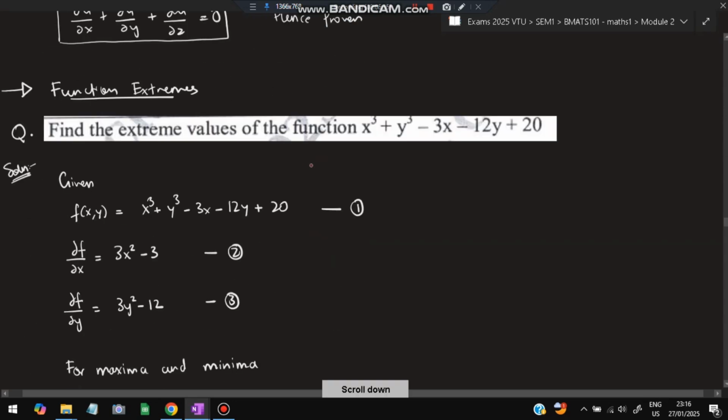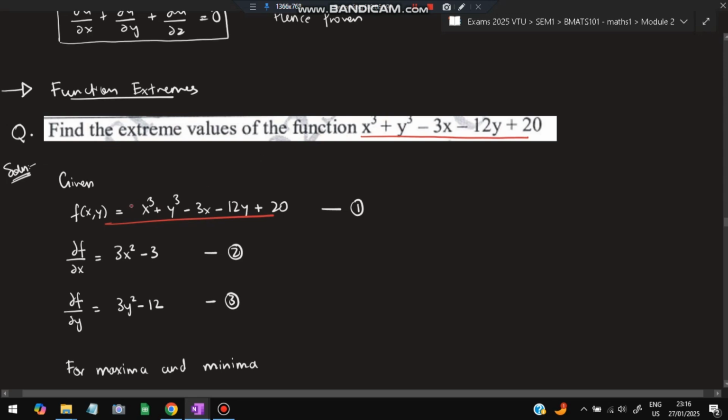Moving on to the third super important topic, which is function extremes. Usually in the first question the Maclaurin series comes, then the partial differentiation, and the third one is function extremes. This is also a very simple topic. You just have to remember two concepts here. The first thing, find the extreme values of the function. The function will be given. Your first step is to write the function as such, however it is given.